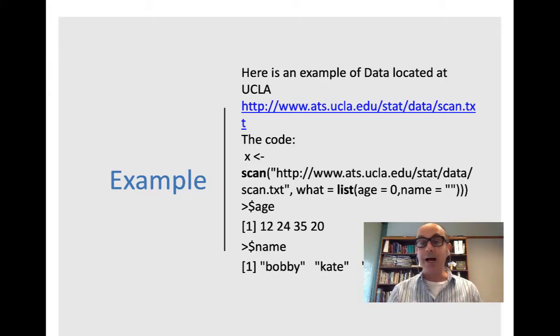So here is a simple example. I'm using a text file that is located at UCLA, and the code is x. I call it the container. I ask it to scan the file, and it's going to look at the list, where age is given a value of 0, and with name, I'm going to leave it open. Then in the second line I'm going to say $age and $name in order to start sorting the data out.